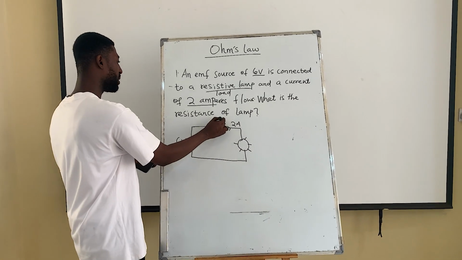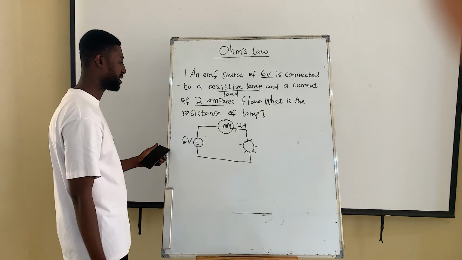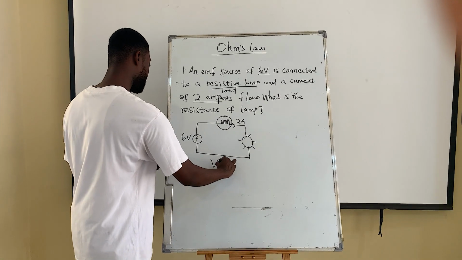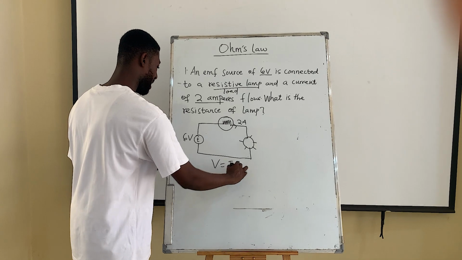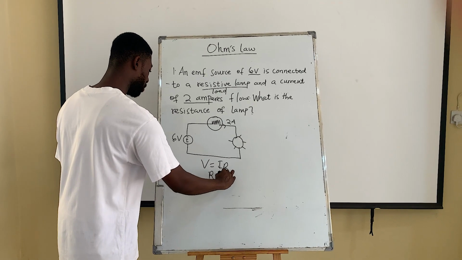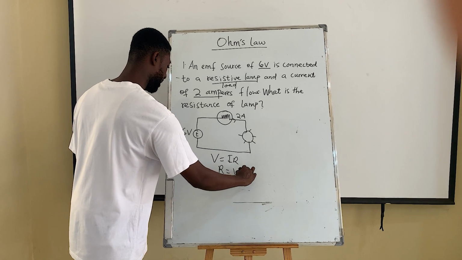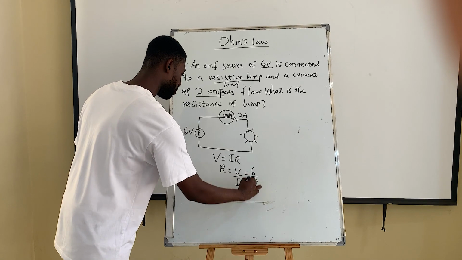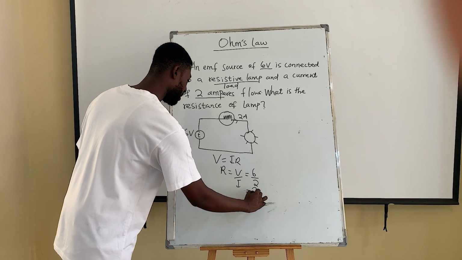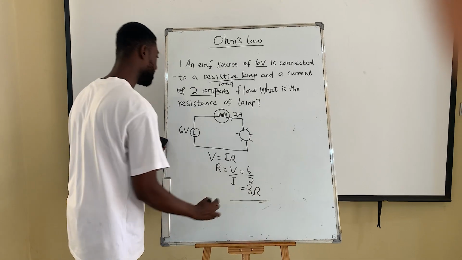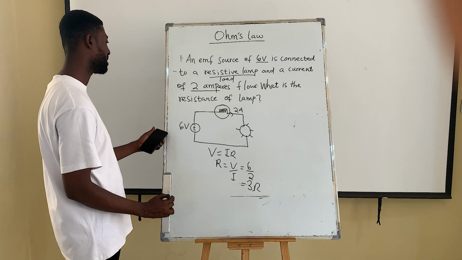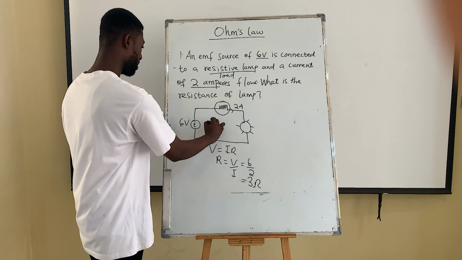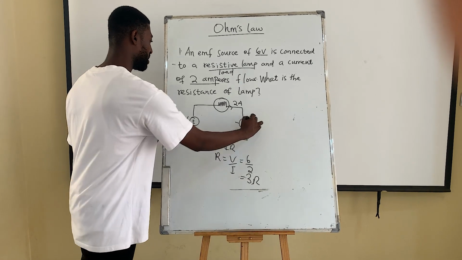Now we want to calculate the value of the resistor. We want to calculate the resistance. Then from Ohm's law, V is equal to IR. Therefore, my R will be equal to V over I. So this is 6 and 2. If I divide this, I'm going to have 3 ohms. Resistance is measured in ohms. So the resistance of the lamp is 3 ohms.